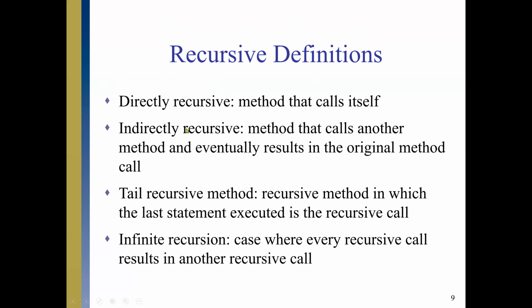Now we have direct recursive, which a direct recursive means the method that calls itself. But indirect recursive means the method that calls another method and eventually results in original method call. So we have again direct recursive and also indirect recursive. Then also we have the tail recursive method. Normally the recursive method in which the last statement executed is the recursive call. Then infinity recursion, case where every recursive call results in another recursive call.